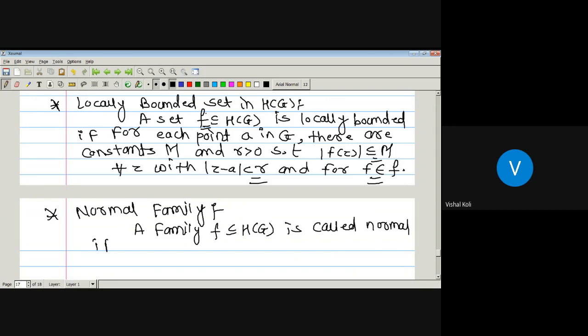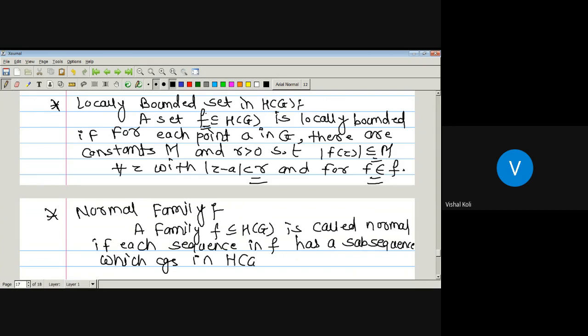if each sequence in F has a subsequence which converges in H of G. So any family F which is a subset of our set of all the analytic functions on G is called a normal family if each sequence in this F has one subsequence which converges in this H of G. Then we say that the corresponding family will be a normal family.